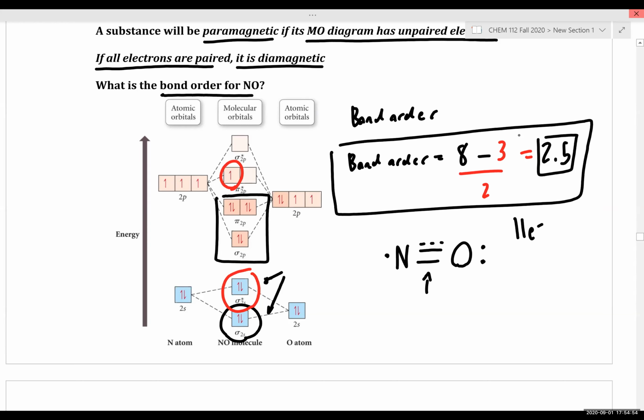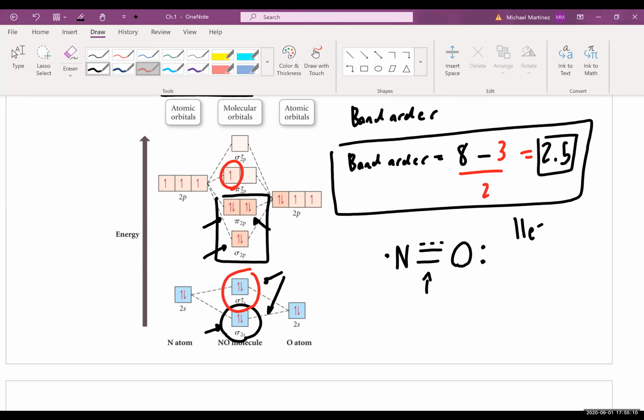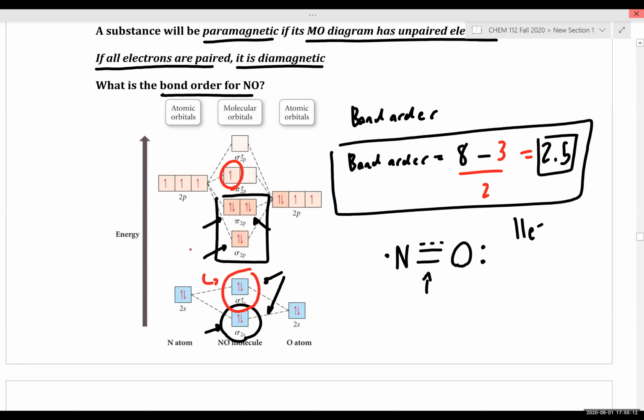Could you just show how you got 8 minus 3 one more time? Yes. So counting our bonding electrons, we have 2, 4, 6, 8, because these are the total number of electrons in our bonding orbitals. And then for our antibonding electrons, we have 2, 3. So we subtract our bonding electrons minus our antibonding electrons, and then we divide by 2. That gives us 2.5. Okay. Does that make sense? Yeah. Perfect. Yes, did you have a question?